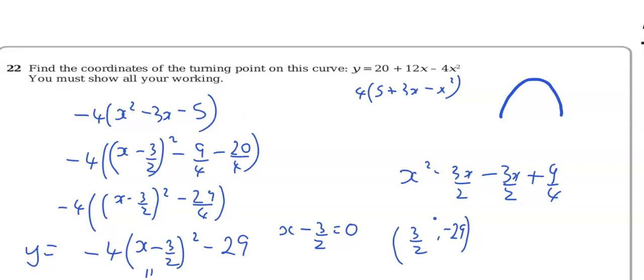Oh dear, no, it isn't. Minus 4 times minus is a plus. That becomes a plus. Beg your pardon. And so the coordinates are 3 halves and 29.